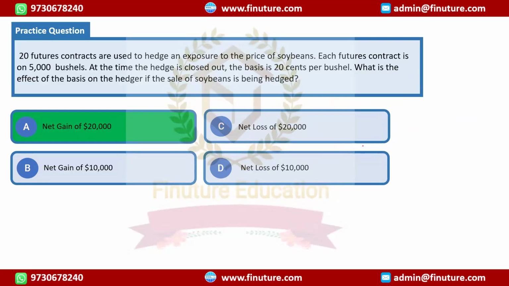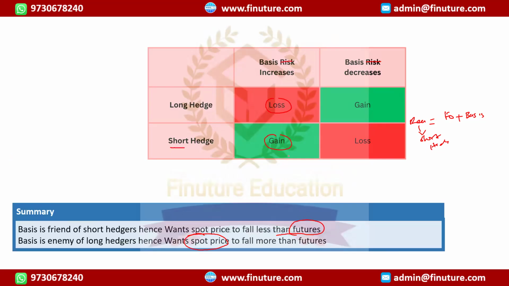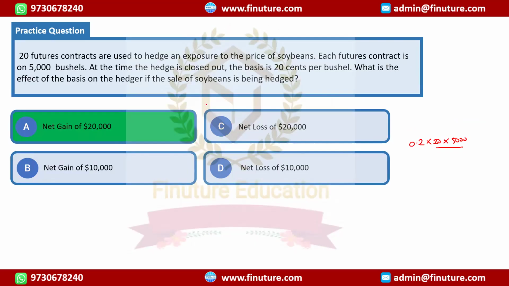So, going back to our earlier question, it was a short hedge, and the basis had strengthened by 0.2, like 20 cents. 20 futures contracts were involved, and one contract size is 5,000. So if you calculate this, it would be around 1 lakh, 20% of 1 lakh, so it's a net gain of 20,000. From this matrix, because the basis increased for the short hedger, it would be a gain. And how much would be the gain? It's 20,000. So this is how the questions can be solved.